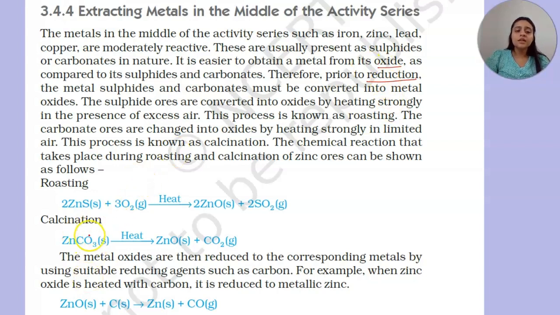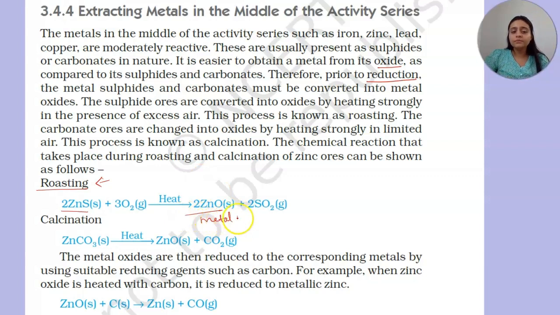Alright, so these are the examples. First of all, if there are metals which are combined with sulfides, they first go through a process known as roasting, in which they get reacted with oxygen. So when sulfides are reacted with oxygen to change into metal oxides, it is known as roasting.